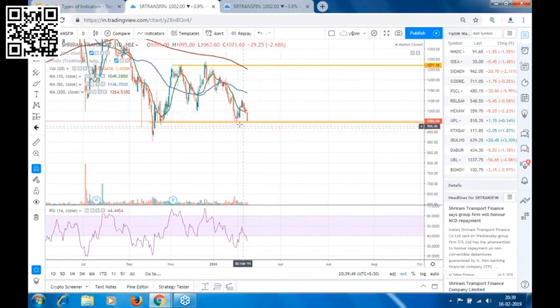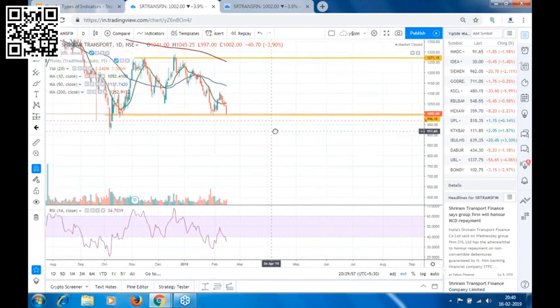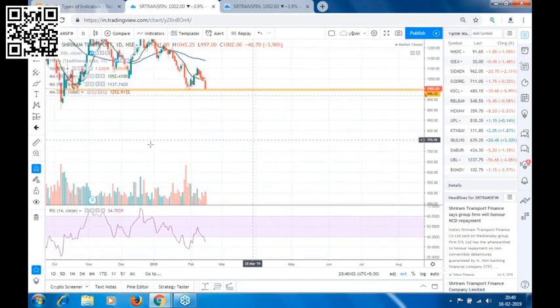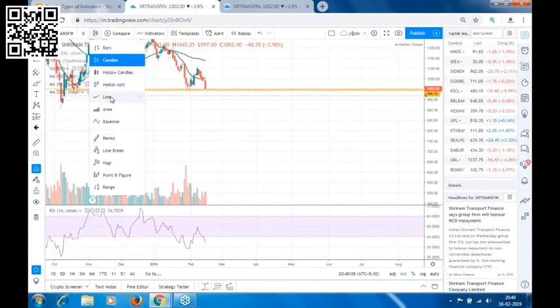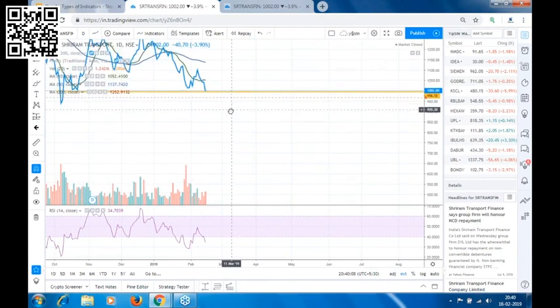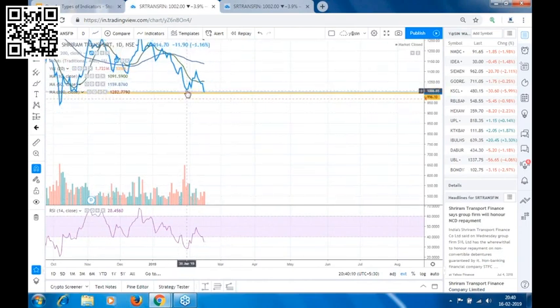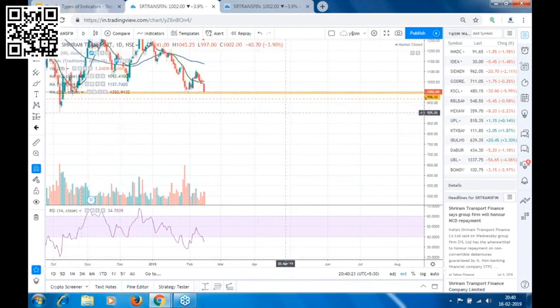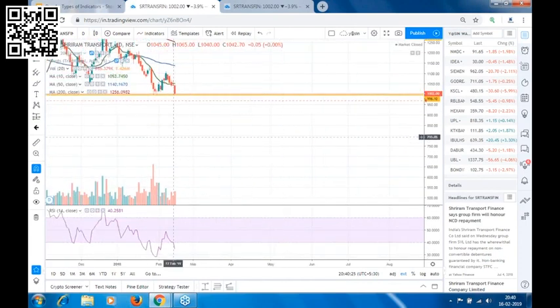So right now SR Transfin is at the bottom of the range, and seeing the candle, it is looking like a bearish candle. RSI is below 40. Let's check the divergence. So let's see what happens on Monday.